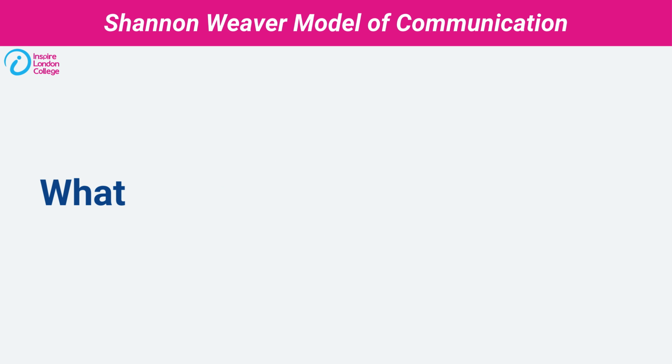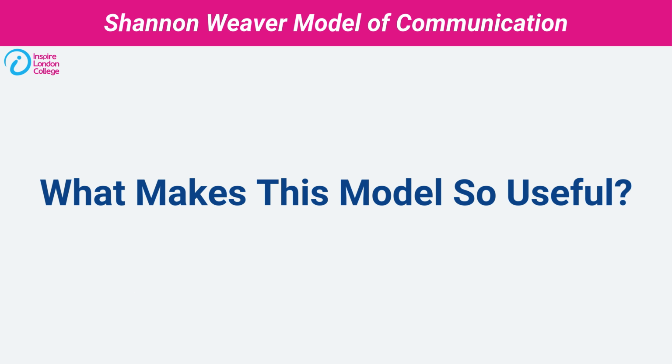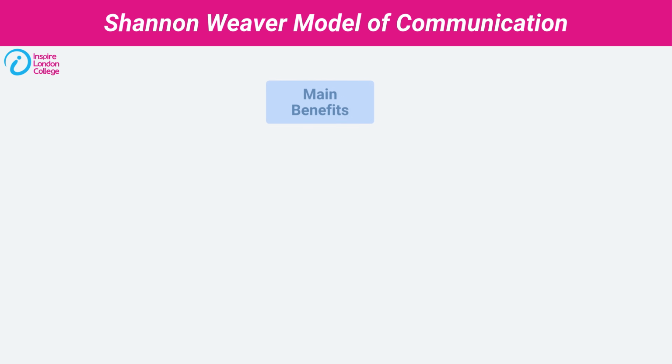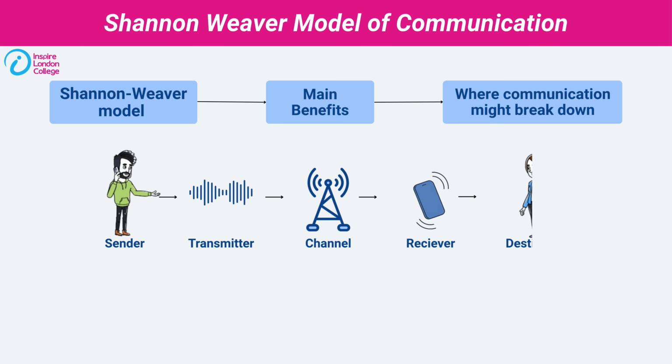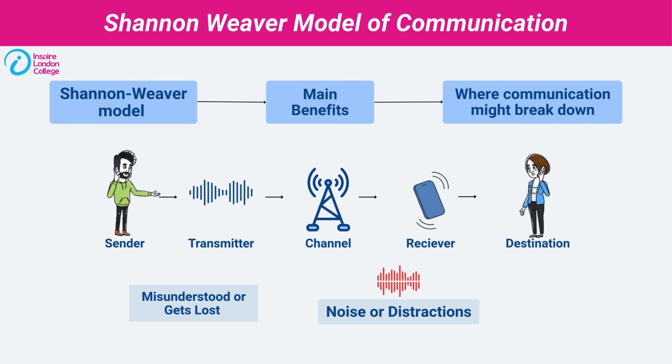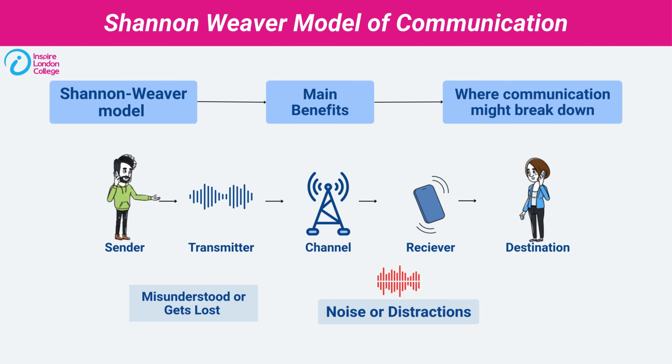Now let's talk about what makes this model so useful. One of the main benefits of the Shannon-Weaver model is that it clearly shows where communication might break down. By outlining each step in the process, it becomes easier to spot potential problems, like when a message is misunderstood or gets lost along the way. It also brings attention to the role of noise or distractions, helping to emphasize how important it is to reduce interference to make sure the message is properly understood.